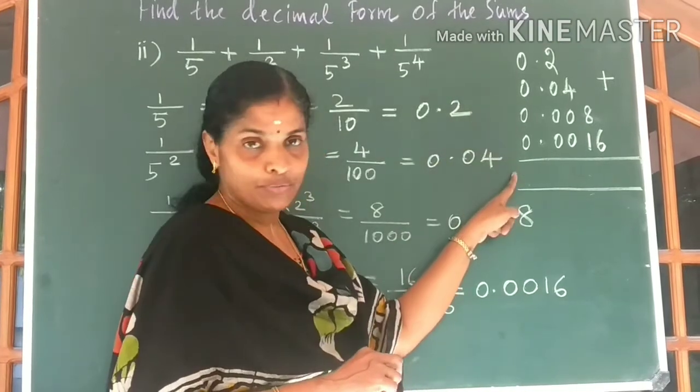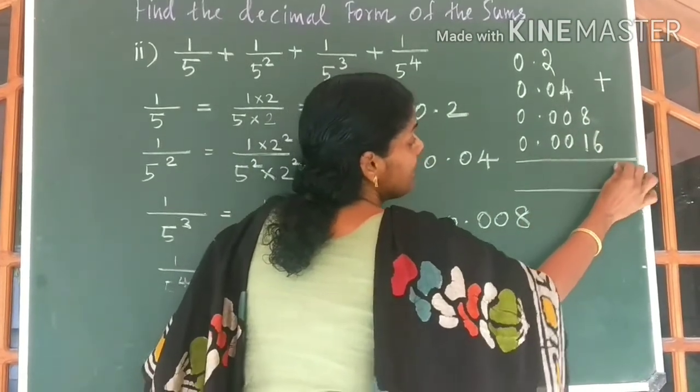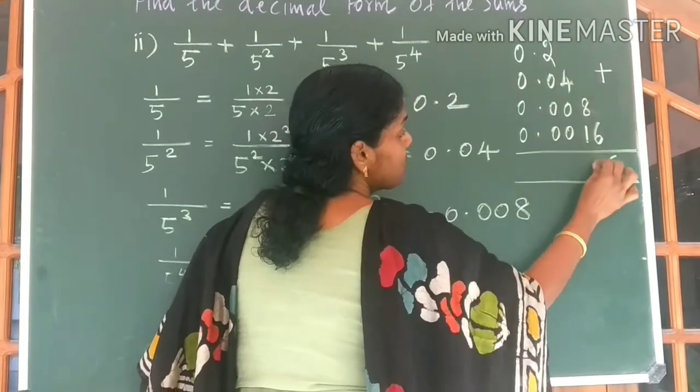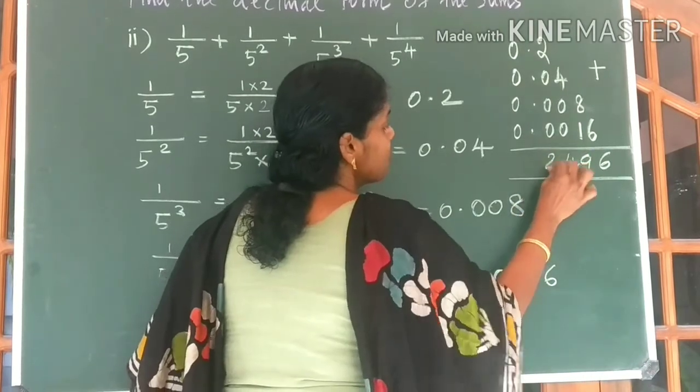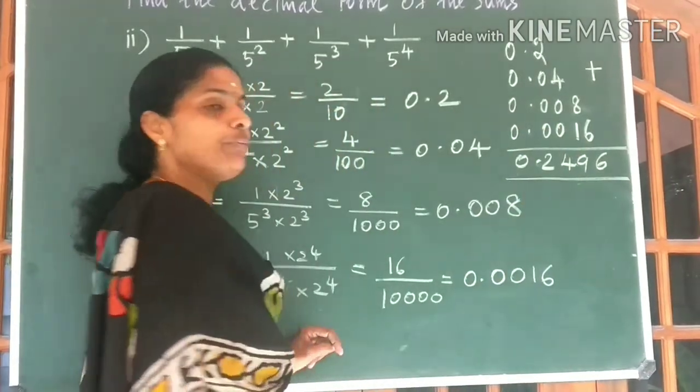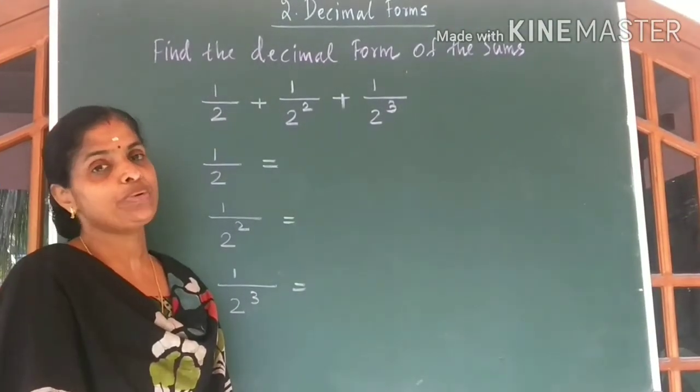So I wrote it once again. Now when you add the numbers, what do you get? You get 6, 8 plus 1, 9, 4. Here you get 2. 0.2496 is the answer. Just look at the last question.